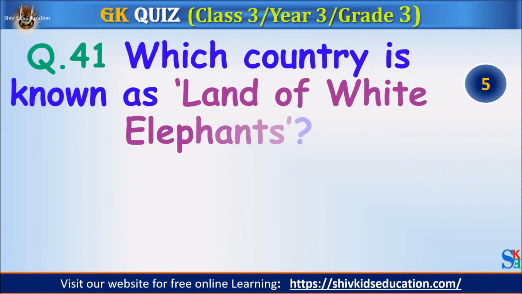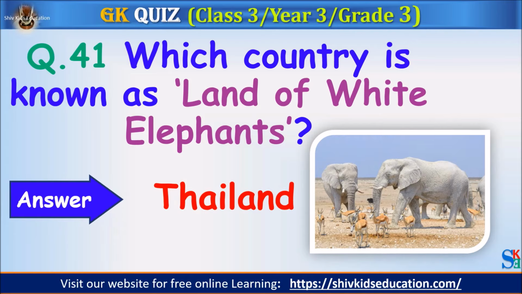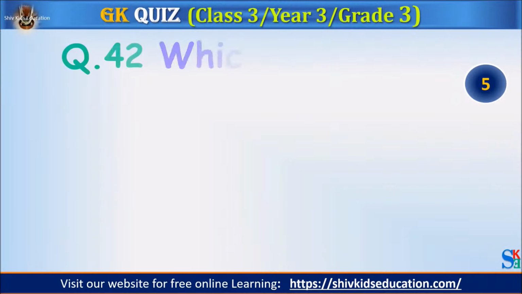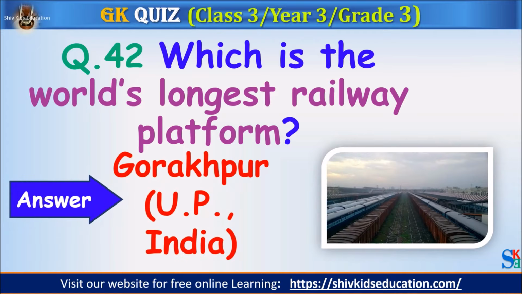41. Which country is known as the land of white elephants? Your time starts. The answer is Thailand. 42. Which is the world's longest railway platform? Your time starts. The answer is Gorakhpur, UP, India.